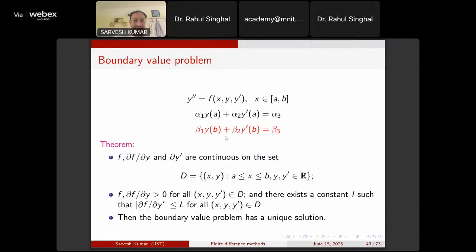This will have four conditions. So it depends. You put alpha 0 or beta 0, whichever one is 0. But at the same time, all cannot be 0. Only one alpha can be 0 or one beta can be 0, but all cannot be 0. Otherwise, you don't have a boundary condition.